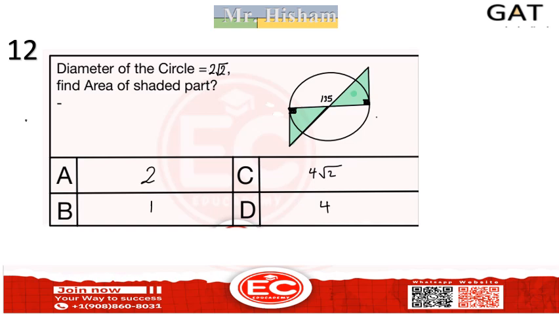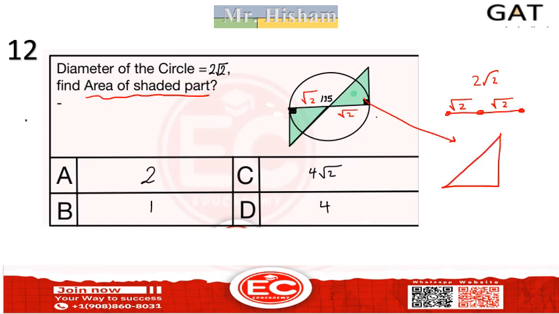Question number 12. The diameter of this circle has length 2 root 2. If the whole length is 2 root 2, it means that this side is root 2 and this side is root 2. So this one is root 2 and this one is root 2. I wanted to find the area of the shaded part. Let's speak about this triangle.